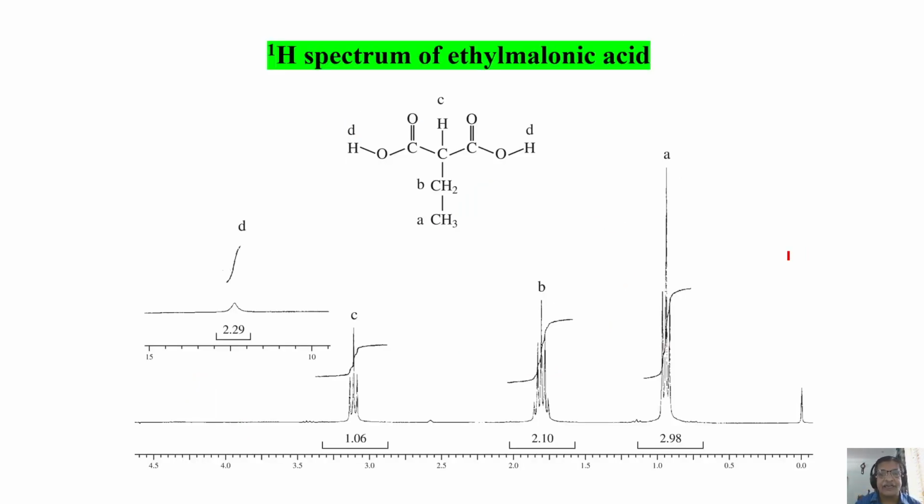Now, this is the next example. We'll take a few more examples to make you highly comfortable. This is the 1H spectrum of ethyl malonic acid. Okay? Look at this structure. Very beautiful structure. Perfect symmetry is there along this axis. Now, let us start interpreting the spectrum.